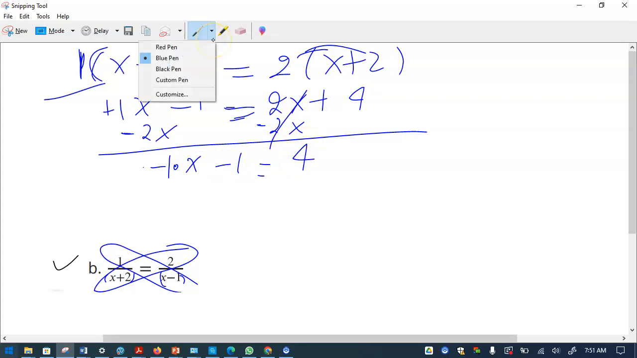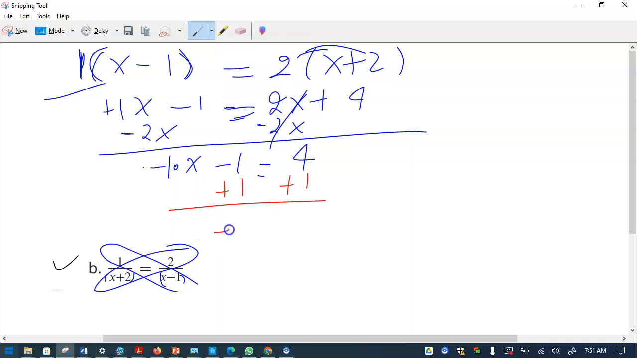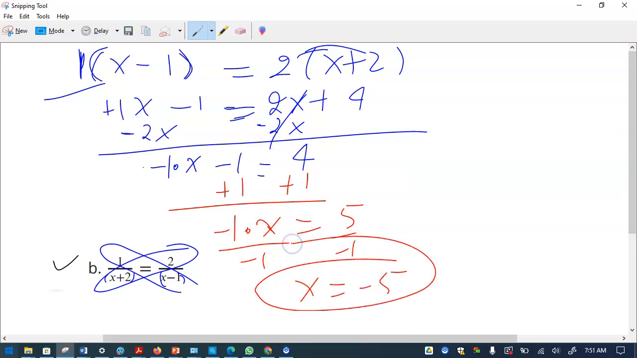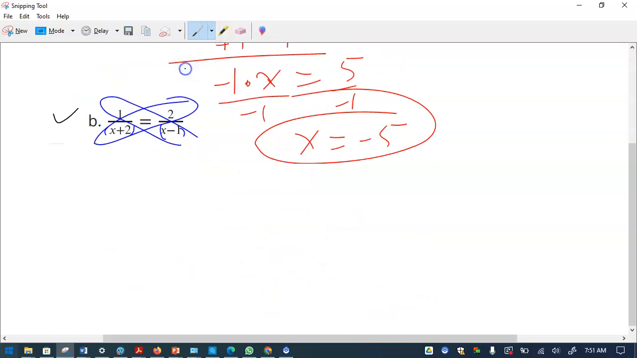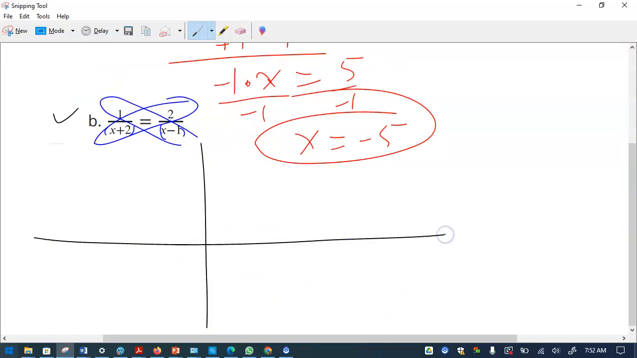Then add 4, add 1. That way you get minus 1x equals 5. Then divide by minus 1 and get x equals minus 5. So that's the solution for the problem. And you can also sketch this. If I draw the x-axis and the y-axis, what does this 1 over x minus 2 look like? You can see there is a vertical asymptote. You can't have x equals minus 2, right?